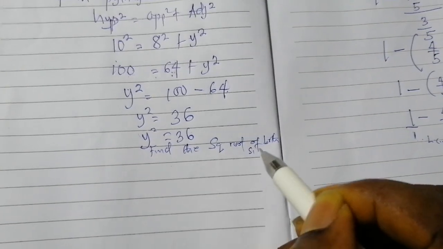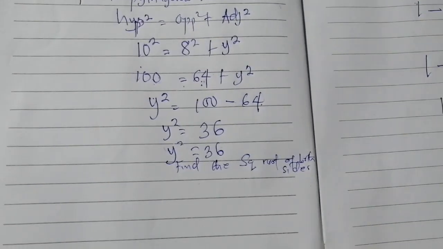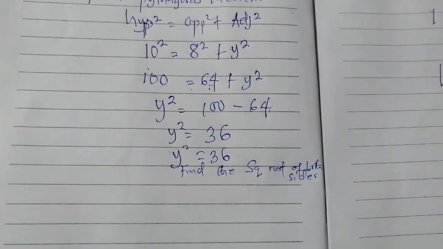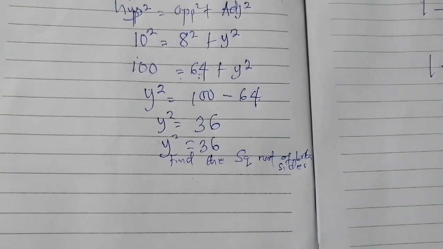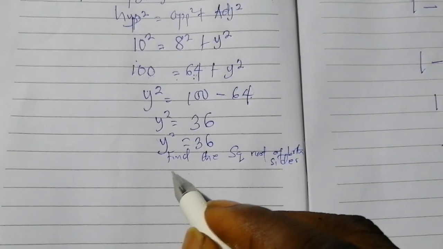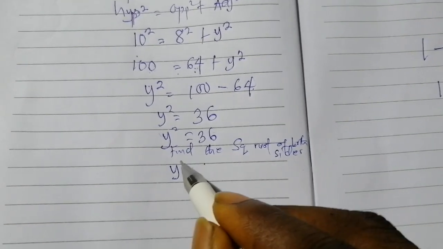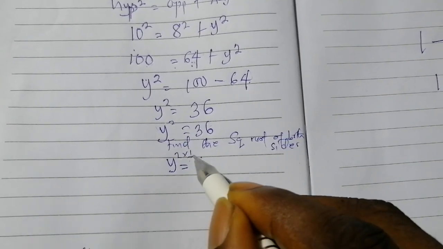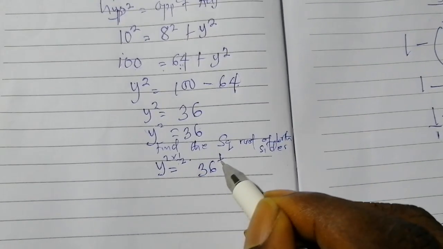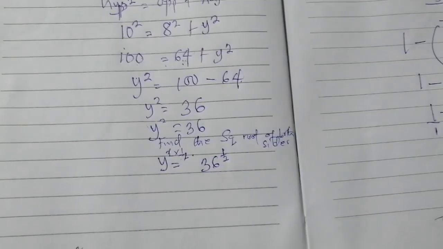It's not compulsory that you write all this if you are working with objective questions. But if it is theory, you need to show your working and write exactly what you're doing so that you can get your full mark. So this one is simply saying y equals the square root of 36, that is 36 raised to the power half, so the 2 cancels the 2 here.